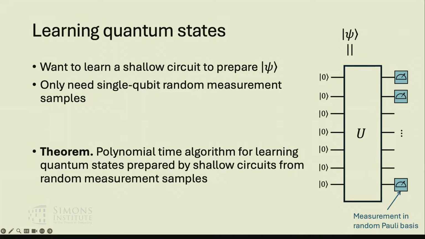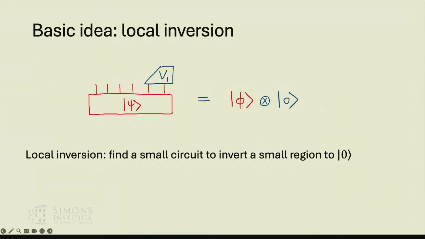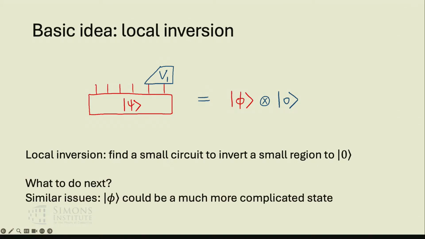Okay, so this new algorithm will be very different, but somehow it shares some similar spirit with what we just saw. So here's how it works. The basic idea is the same, which is local inversion. But of course, here local inversion means something different. We have this quantum state psi, and what we will do is try to guess this small circuit V1, such that if we apply it to psi, it inverts a small region to the 0 state.